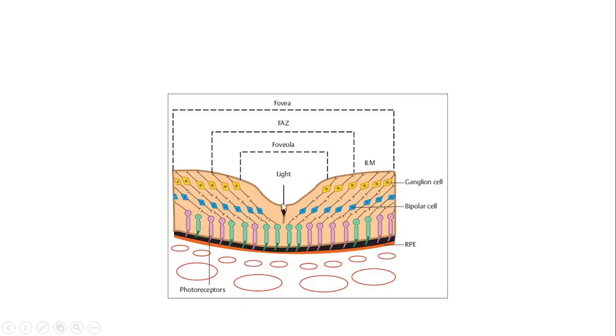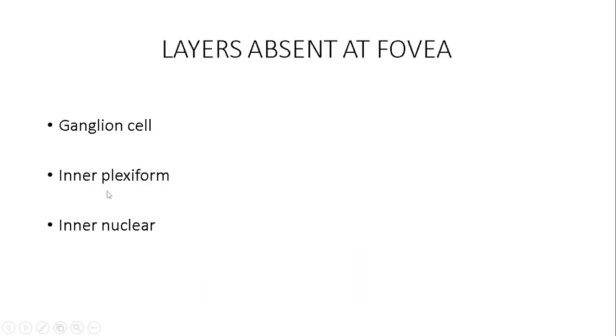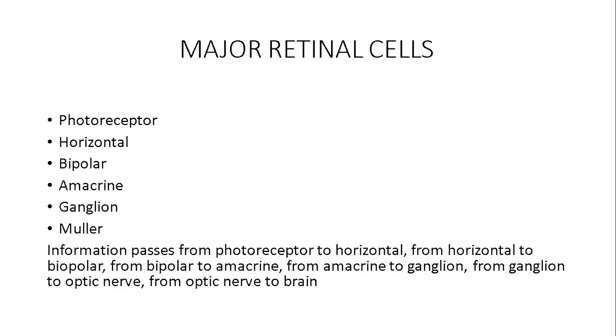Look at the depression again, because three major layers are absent: the ganglion cell layer, the inner plexiform layer, and the inner nuclear layer. They are all absent at the level of the fovea. But remember, there are major retinal cells which you need to recapitulate. Among them are photoreceptor cells, horizontal cells, bipolar cells, amacrine cells, ganglion cells, and Müller cells.